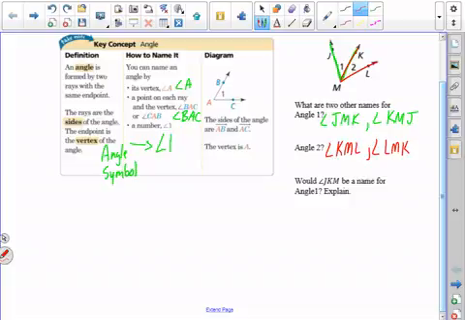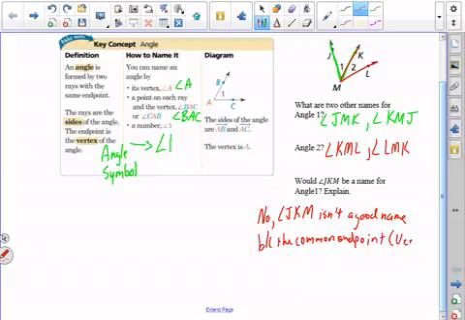So here we are, JKM, angle JKM. Is that a good name for angle 1? And here I'm going to say no. Angle JKM isn't a good angle name because the common endpoint, or the vertex of the angle, has to be the middle letter when you name an angle. So unfortunately, JKM would not work.